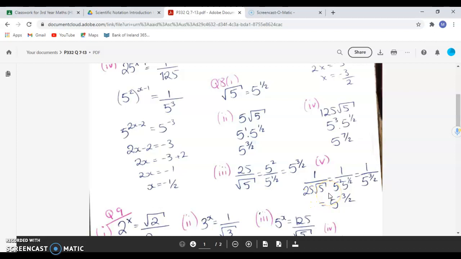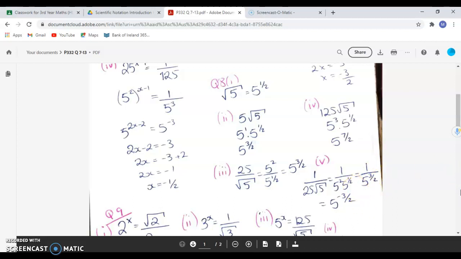And the last one here in question number 8 is 1 over 25 root 5. So let's rewrite it using 5 as a base. 25 can be rewritten as 5 squared. Root 5 can be rewritten as 5 to the half. When you're multiplying, add the powers. 2 plus a half is 2.5. Is that 3 over 2? That would be 1.5. Did I make a mistake there? It's been known to happen. That should be 5 over 2, I'd say. And then when you bring it up, minus 5 over 2.